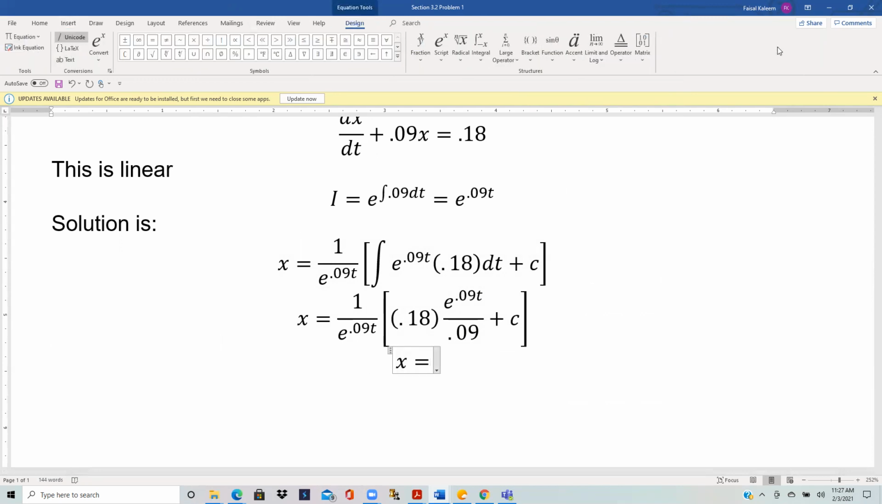So x is equal to 2. And then the second quantity would be c divided by e to the 0.09t, or you can write it as c e to the negative 0.09t.